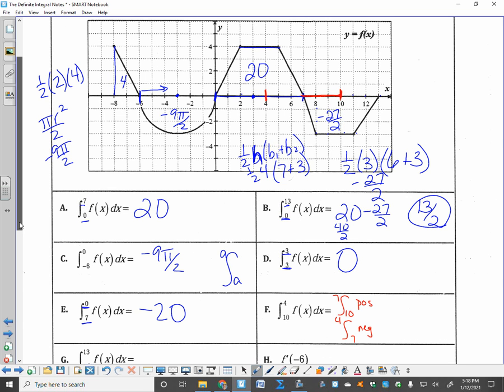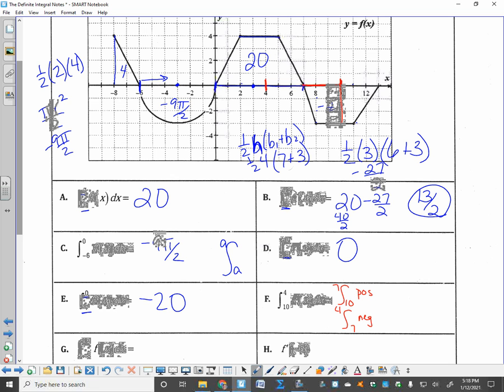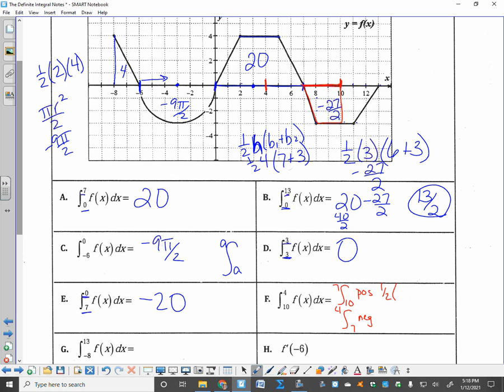So from 10 to 4, that is a trapezoid. So 1/2, and your height, 1, 2, 3. And your first base is 1, 2, 3, and your second base is 2. So 5 times 3 is 15. So 15 over 2. And I made a note that it's positive, even though it's below, but I'm rolling backwards, so it kind of is like a double negative.